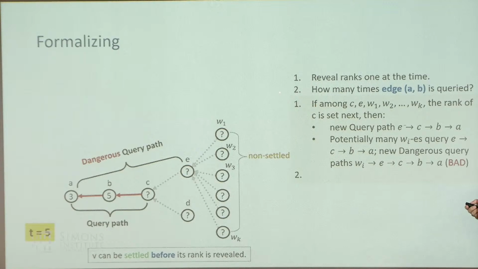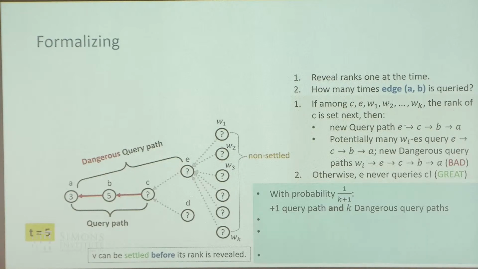So the first case: if among this C, E, W1, W2, up to WK, the rank of C is set next, think about the rank of C as being equal to 6. We don't like that. We will get one new query path, ECBA, but as I said, we will potentially get many new query paths in the future, K over 2. Bad. We don't like that. What we like a lot more is this otherwise case, where E never queries C in the first place. So we like that.